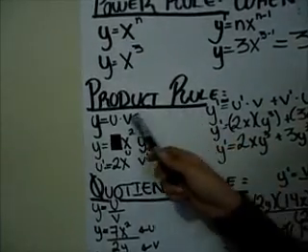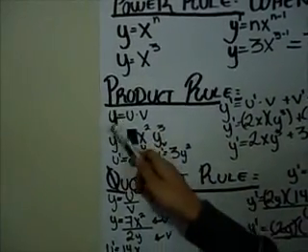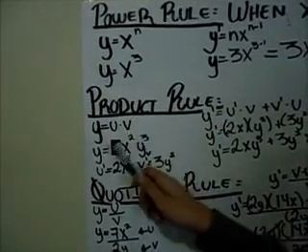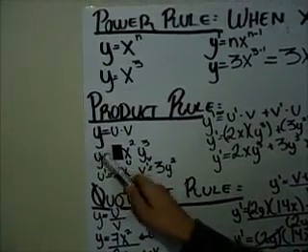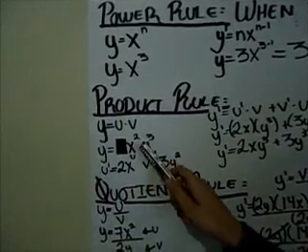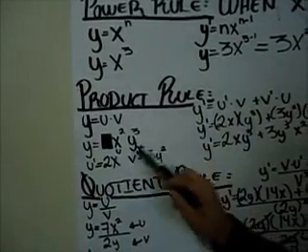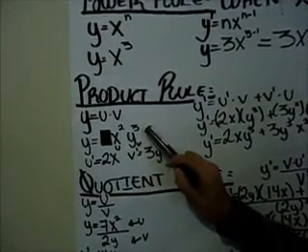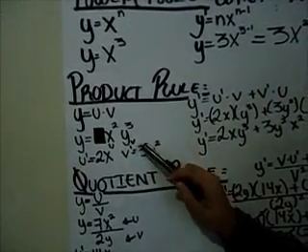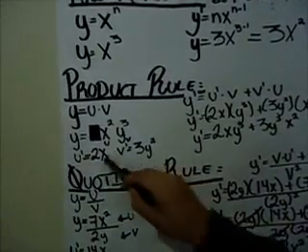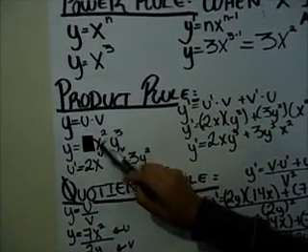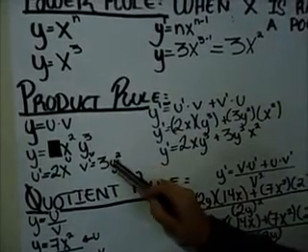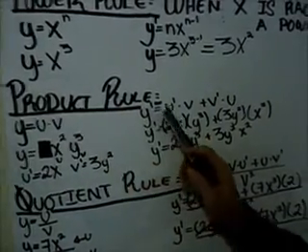In the product rule, we use the formula y equals u times v. For example, y equals x squared times y cubed, where x squared is going to be our u and y cubed is going to be our v. Here we get our derivatives: for u it's 2x, and for v it's going to be 3y squared.